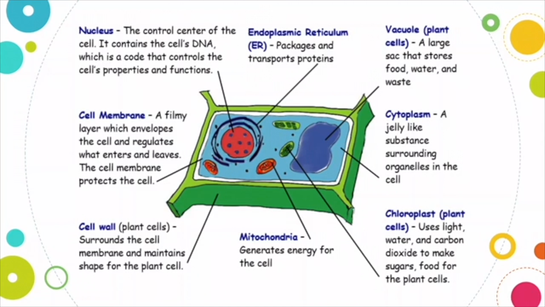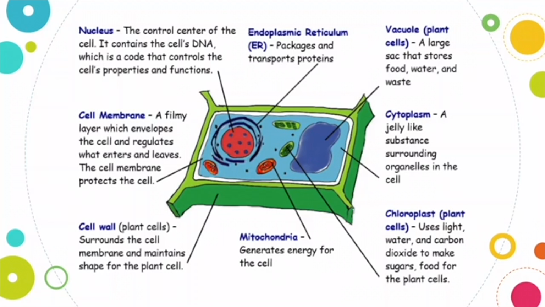The cytoplasm is a jelly-like substance surrounding organelles in the cell. It holds everything together and also makes it easier for the different organelles to move around. The vacuole is a large sac that stores food, water, and waste. It is often one of the biggest organelles in a plant cell.